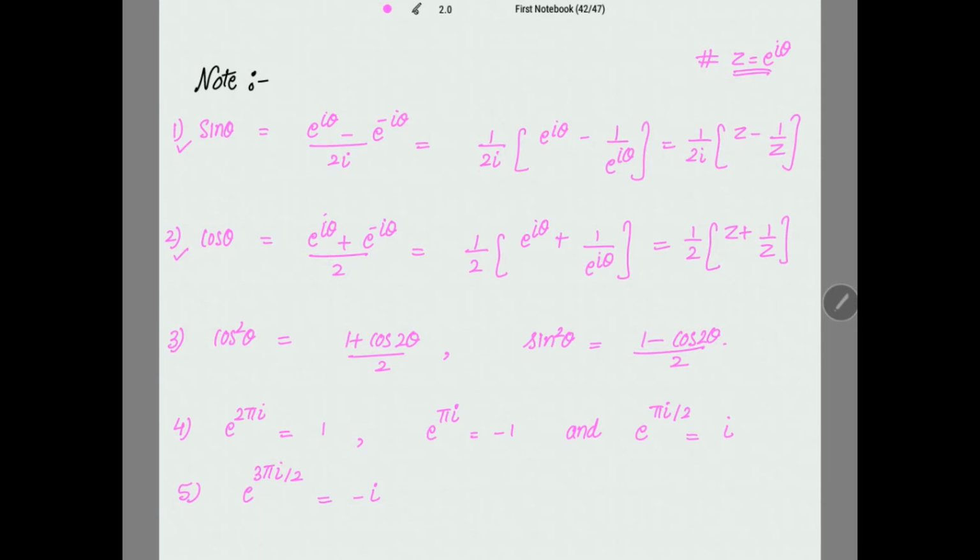And then the fourth one: e to the power 2 pi iota is equal to 1. e to the power pi iota is equal to minus 1. e to the power pi iota by 2 is equal to iota. And e to the power 3 pi iota by 2 is equal to minus iota. Just keep in mind these little things, because if you use Euler's formula, suppose e to the power pi iota, which is cos pi plus iota sine pi, you will get your answer to be minus 1, right? So just keep these things in mind.